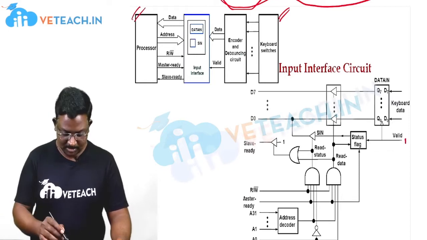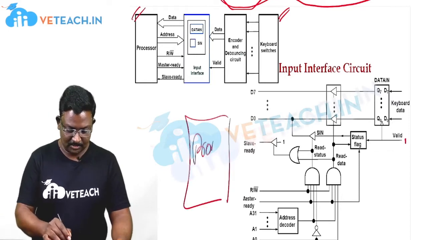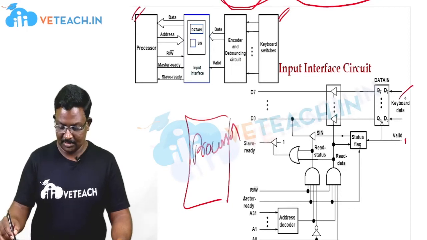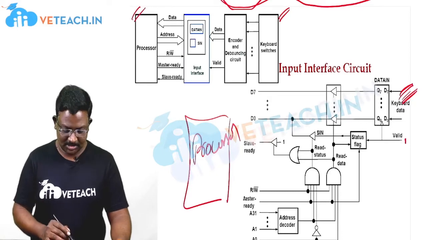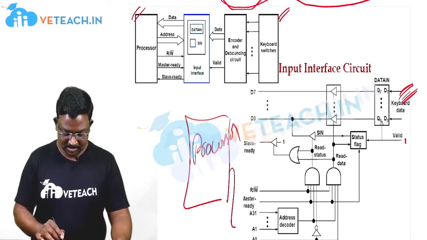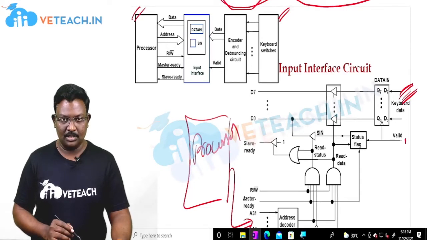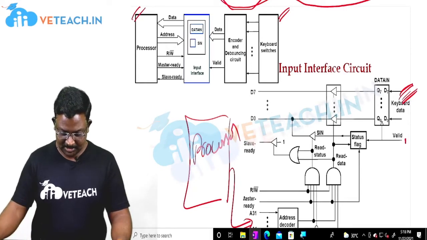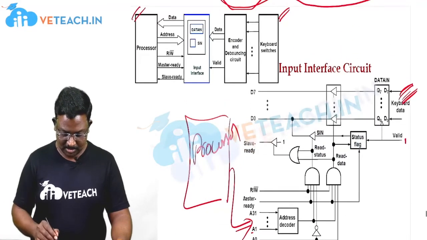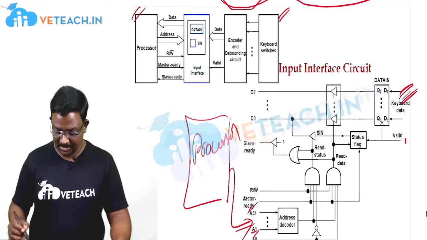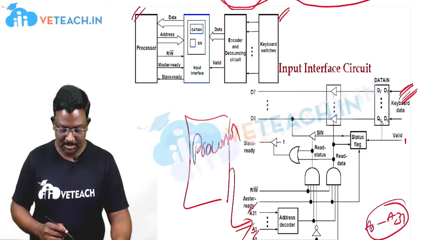As we have said, the processor is connected at this side of the circuit, and on the other side we have the keyboard, as represented here. The keyboard will send the data onto the data bus, and it will be transferred to the processor. To do that, initially the processor will assert the address onto the address lines. The address lines are represented from A0 to A31, and on these lines the address will be placed by the processor.